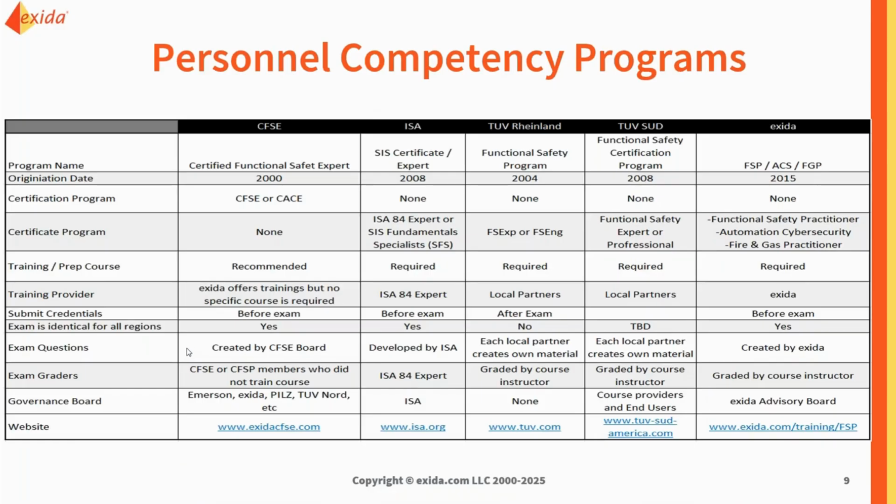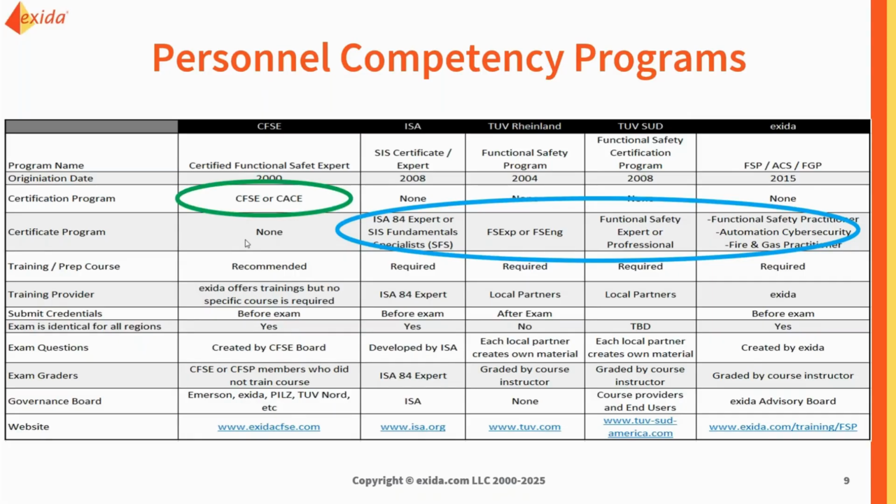So you can look at the programs that are out there. There are the certificate programs, which can be provided by ISA, TUV, us, for example. And there's the certification program, which in our case is CFSE, CFSP, CACE, CACS. So you can become a certified functional safety expert or a certified functional safety professional by taking the certification exam, and there's the equivalent on the cybersecurity side.